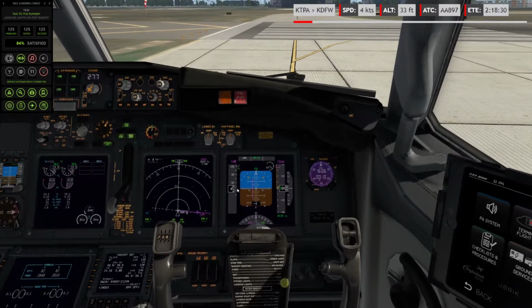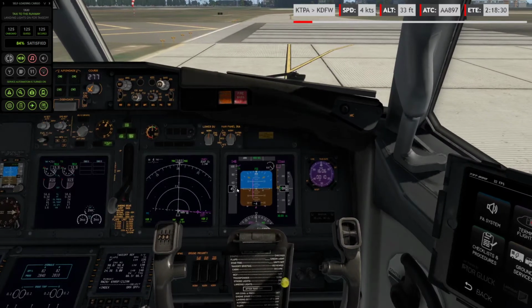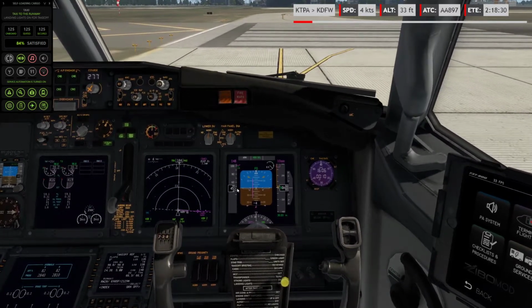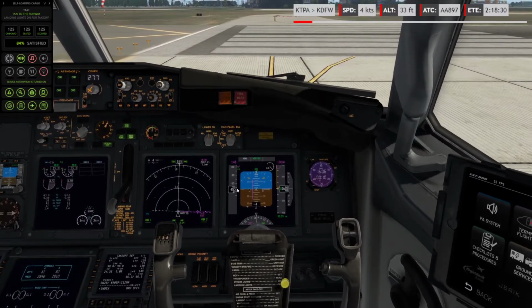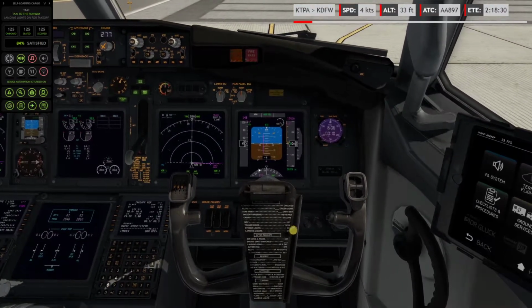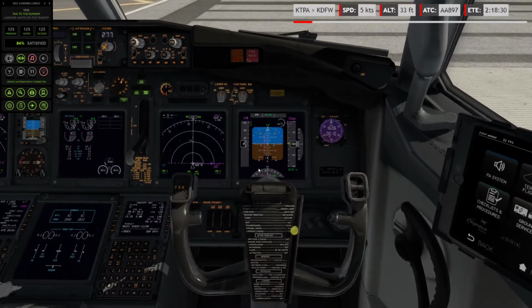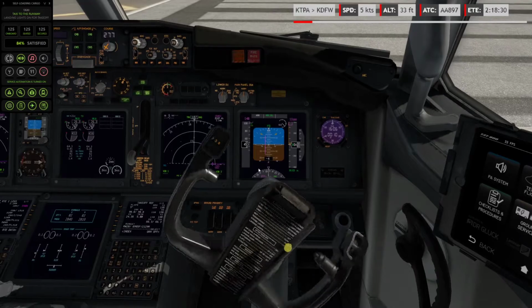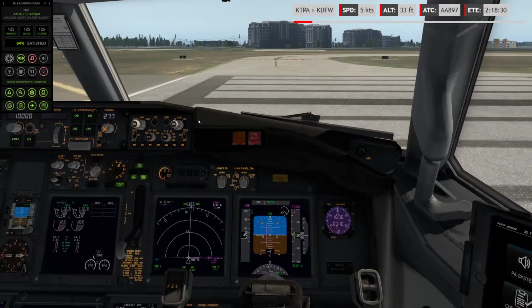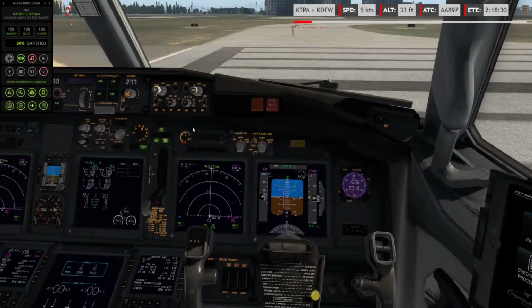28. Alright, as per usual. Oh, I forgot to do the flight control check. Full up, full down, full left, full right. And as per usual, I'll leave you all here. I need my hands for the takeoff.